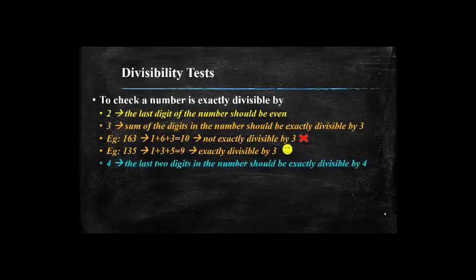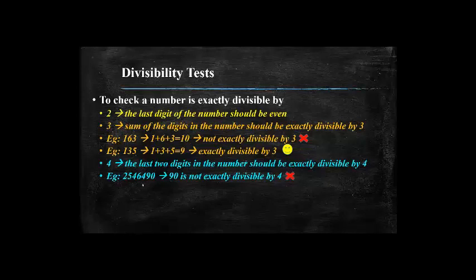For 4, how to check a number is exactly divisible by 4: the last two digits in the number should be exactly divisible by 4. Let's take a very simple example. I have taken a number whose last two digits are 90. So 90 is not exactly divisible by 4. When 90 is not exactly divisible by 4, this whole number is not exactly divisible by 4, right?